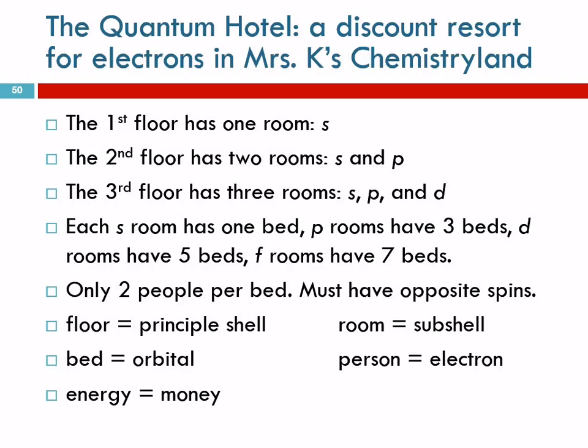And so in this hotel, there are different floors, of course. It's a multi-story hotel. The first floor only has one room. It's kind of a weird hotel, but just bear with me. The first floor has one room, and it doesn't have a number on it. It's got the letter S on the door. The second floor of the hotel has two different rooms, the S room and the P room. The third floor has three rooms, S, P, and D.